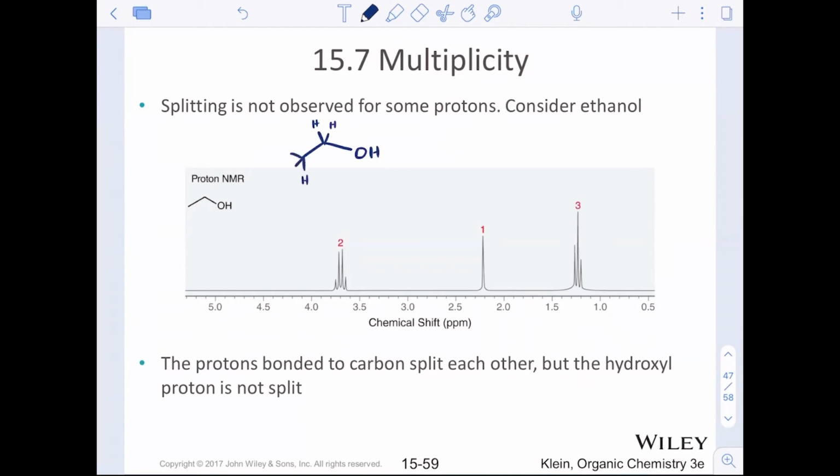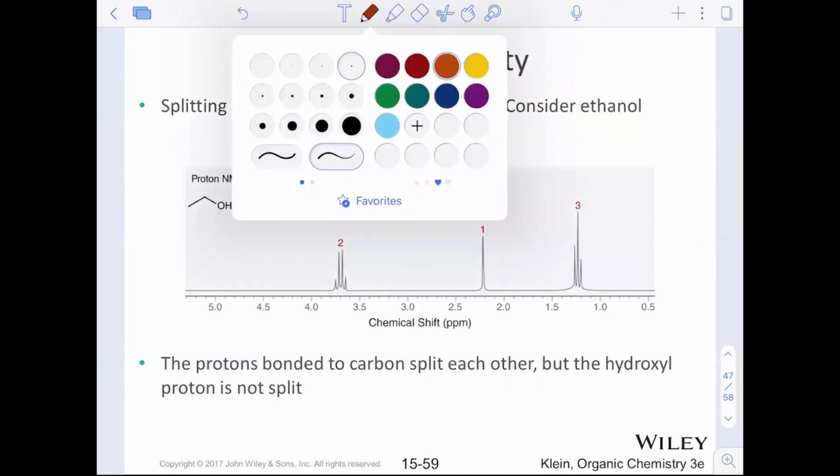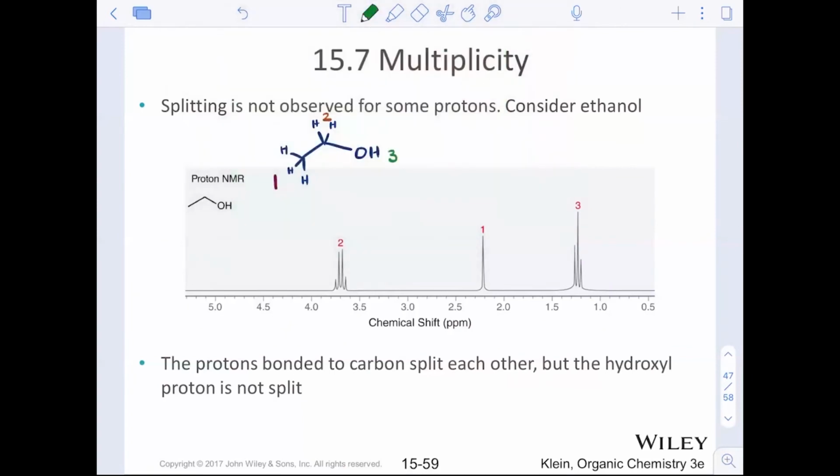We should expect to see 3 sets of signals: 1, 2, 3. Now, the OH proton, that's what I want to talk about first. 1 hydrogen there, right? We would expect it to show up somewhere between 2 and 5 ppm, typical for an OH proton. We'd expect the integration to be 1 hydrogen.